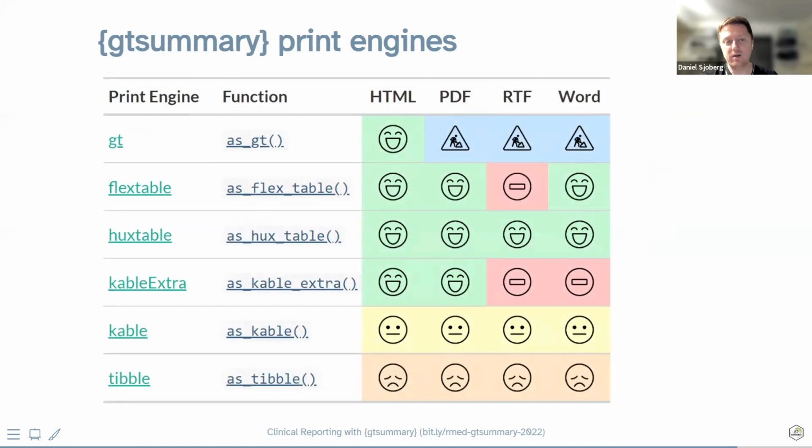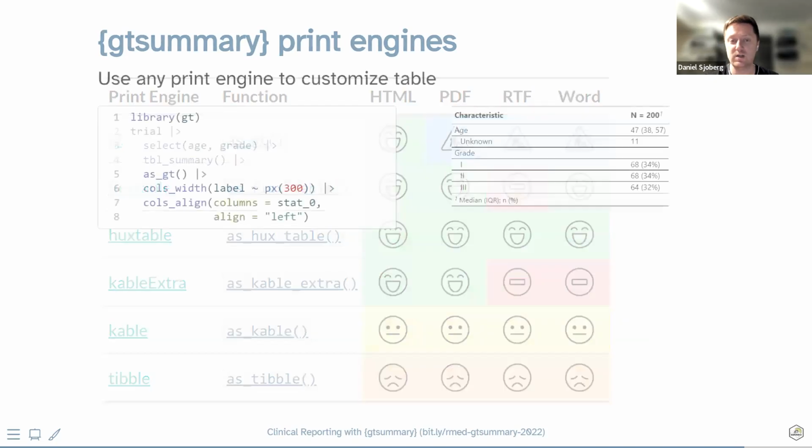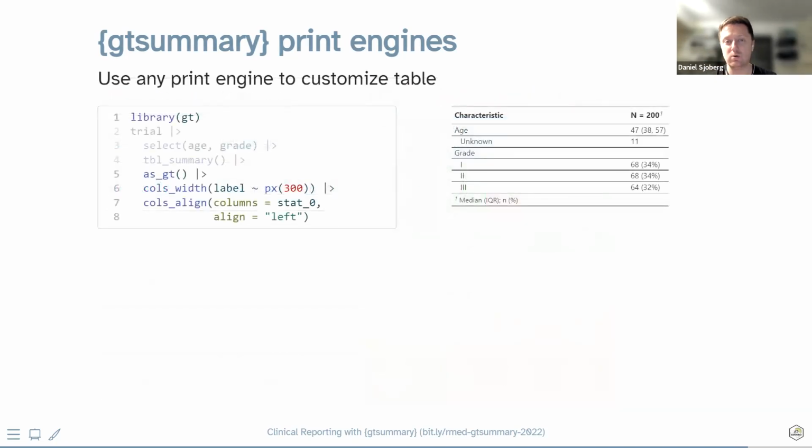So each one of these functions, you can see it has an associated function for GT. It has as_gt, for flextable, as_flex_table. So what you can do is you can actually convert any gtsummary table to a GT table, to a flextable, to a huxtable, to a kableExtra table. And once you've done that conversion, you can use any of the functions from those packages to continue styling your table. So you really can get exactly what you want.